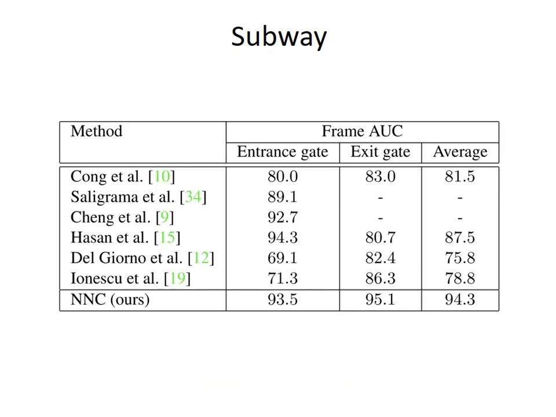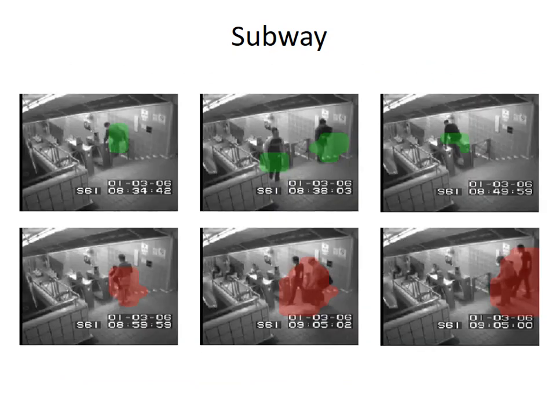And these are the results on Subway dataset. We notice that our method surpasses the other methods by a large margin. In this figure, we show true positive detections on the top row and false positive detections on the bottom row. True positive detections are people walking in the wrong direction or people jumping over the gates. False positive detections are people walking synchronously.